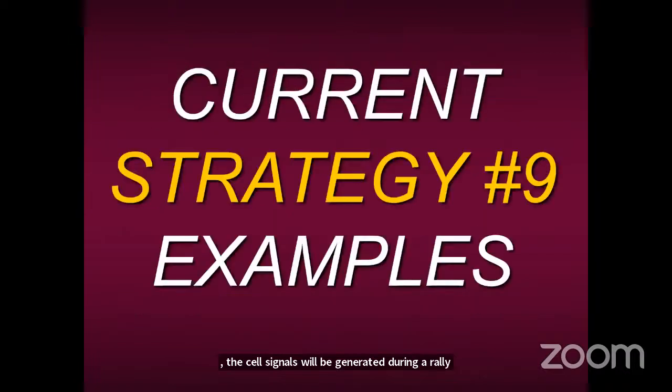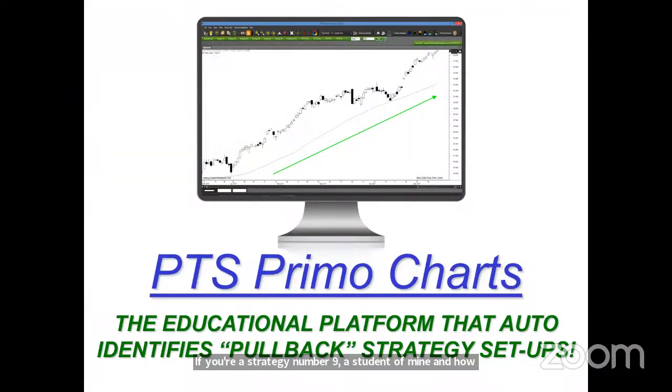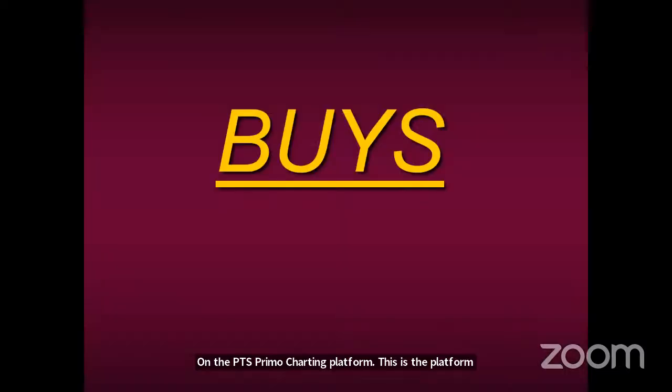So let's look at some current strategy number 9 examples and show you the process you would go through if you're a strategy number 9 student of mine and how simple it is to apply. And remember, everything is auto-generated on the PTS Primo charting platform. This is the platform that auto-identifies these pullback strategy setups. Okay, so let's look at some buy examples first, all right?